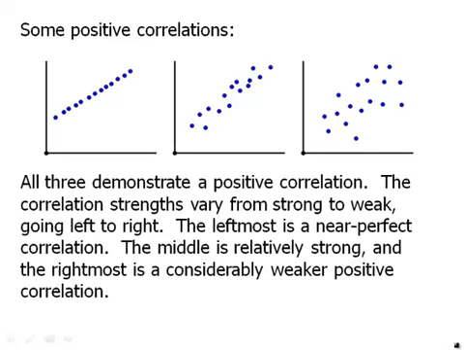The middle one is relatively strong, so there's very small variation from the line. Mostly those points are hugging the line very close to it. Whereas when we get to the one on the right, that's a much weaker correlation. Yes, there's a general pattern, but there's a lot of variability now. And the more variability there is, the harder it is to discern a particular pattern.